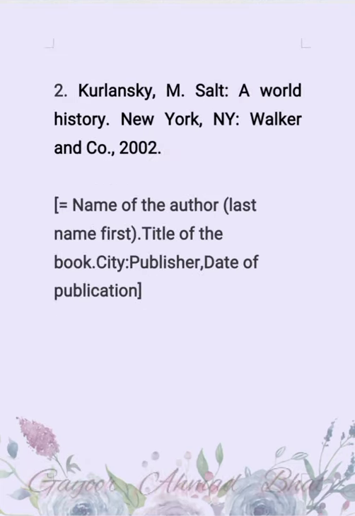Number 2, Kurlansky M. Salt: A World History. New York, NY: Walker & Co., 2002. In this reference, there is the name of the author first, last name first. The name of the author is Kurlansky M. Salt. Actually, his actual name is M. Salt Kurlansky. Then it is followed by the title of the book. Here it is A World History. Then the city. Here it is New York. Publisher, Walker & Co. And date of publication, actually year of publication here, 2002.